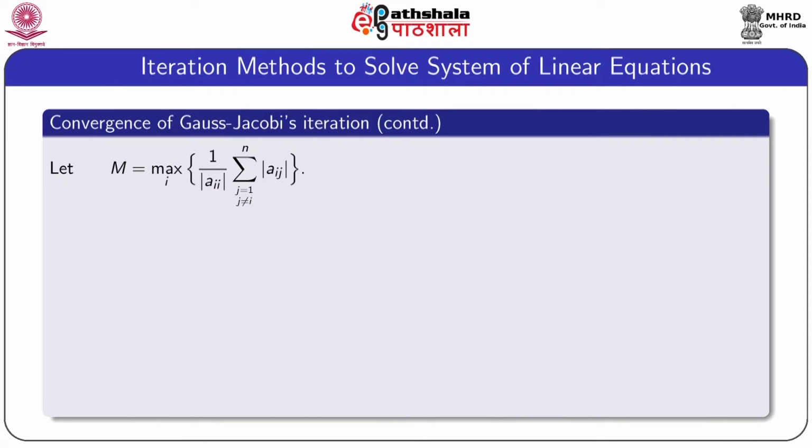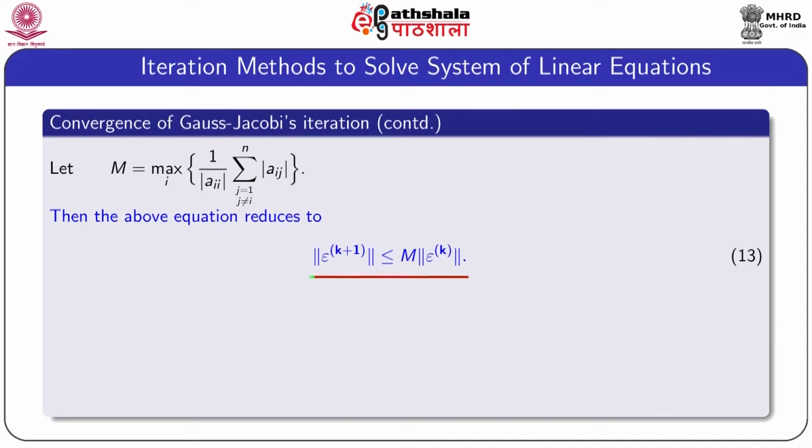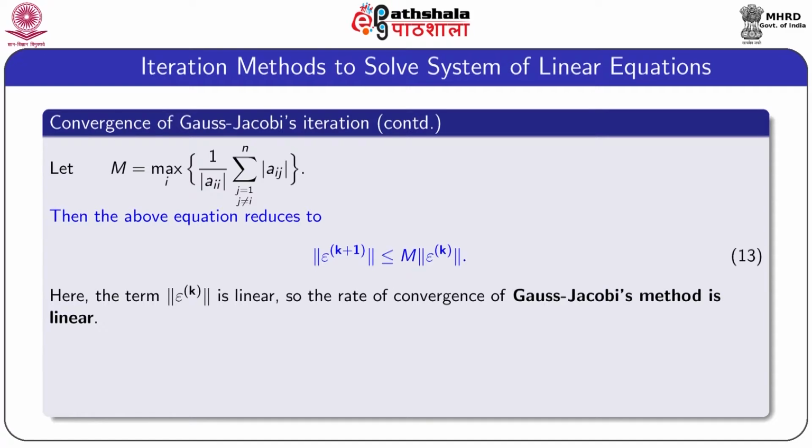Now, let M equal the maximum among all expressions, 1 by absolute value of a_ii times summation over j equal to 1 to n, j not equal to i, absolute value of a_ij. Then the above equation reduces to: the norm of the error vector at the (k+1)th iteration is less than or equal to capital M into the norm of the error vector epsilon k. Note that the norm of epsilon k is linear, so the rate of convergence of Gauss-Jacobi's iteration method is linear.